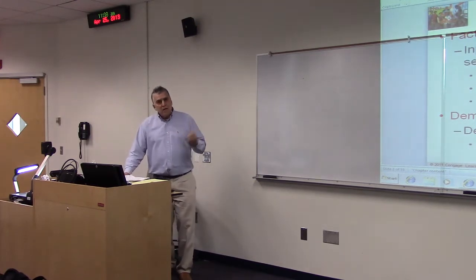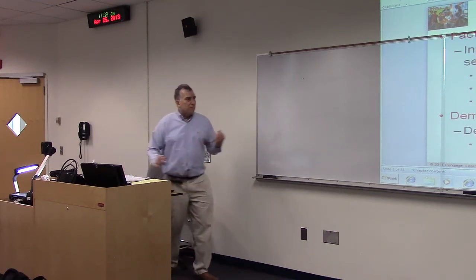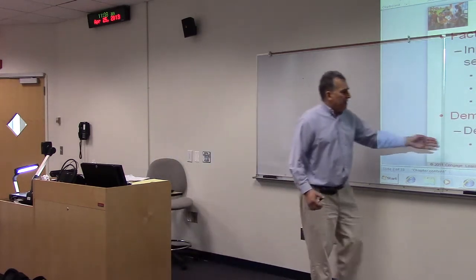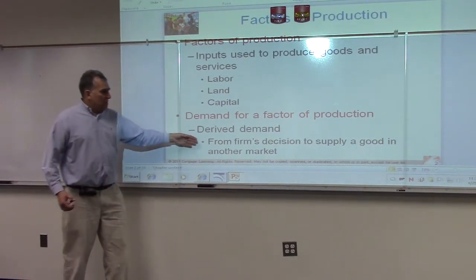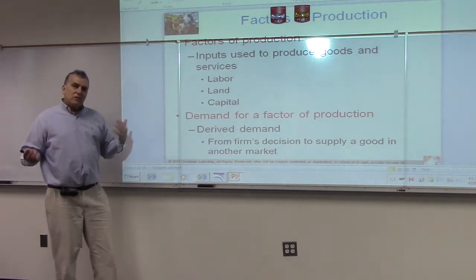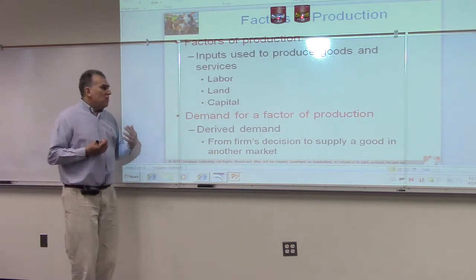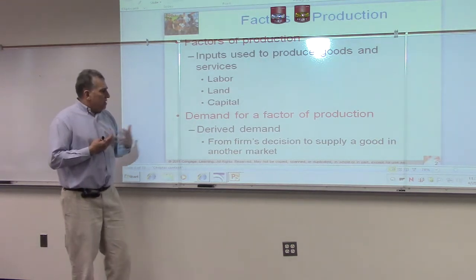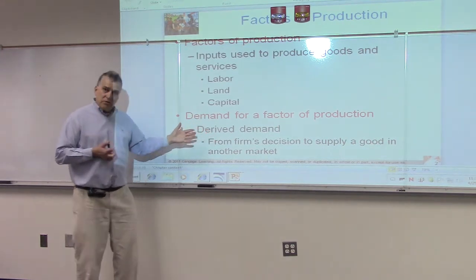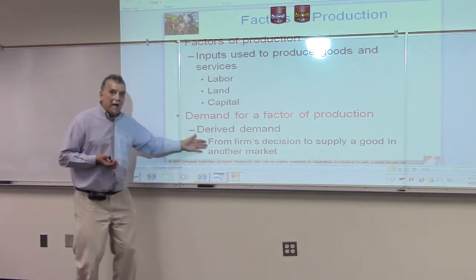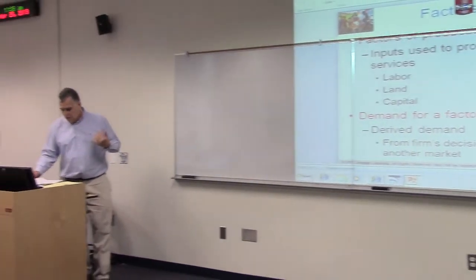And the demand for labor services is a derived demand from the firm's decision to supply a commodity in the product market. So businesses make decisions to supply and produce goods and services, and they have to hire factors of production. Those two decisions are interrelated, but the demand for labor services, or any factor, by the firm is derived from a demand for the firm's production of goods and services.